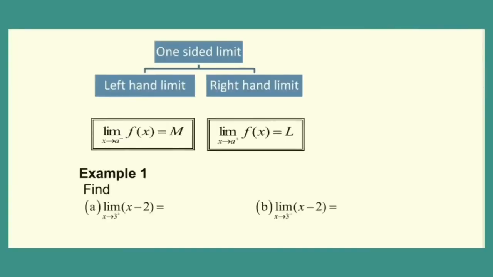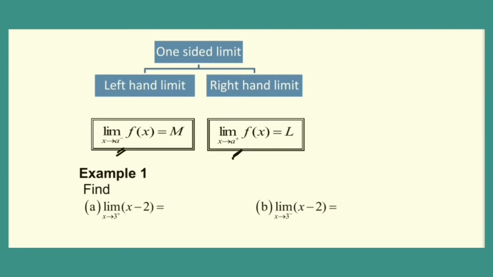For one-sided limit, we may have left-hand limit or right-hand limit. For the left-hand limit, it is written as limit f(x) as x approaches a from the left equal to m. For the right-hand limit, it is written as limit f(x) as x approaches a from the right equal to l. We use negative for the left-hand limit and positive for the right-hand limit.